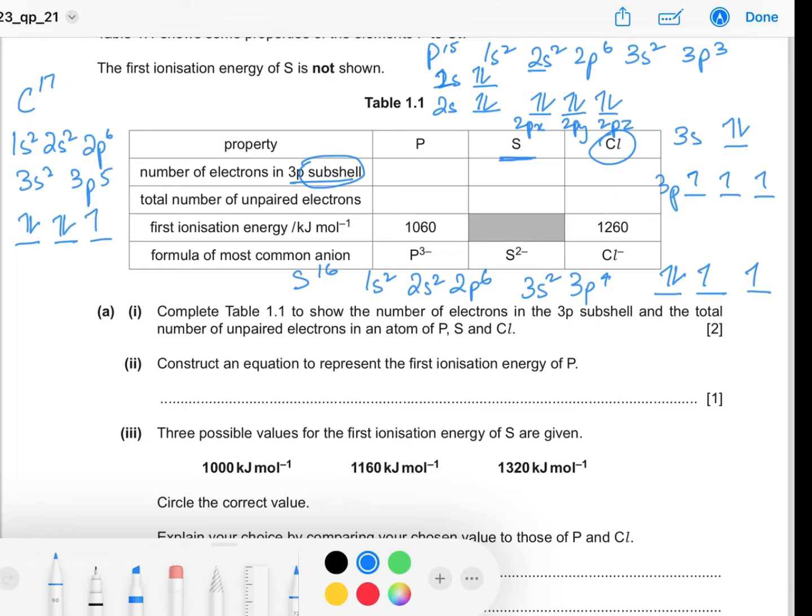Now looking at this, you can answer the number of 3p electrons in each of these elements. For phosphorus, that would be 3. For sulfur, this would be 4, and for chlorine, that is 5. As for the number of unpaired electrons, in phosphorus all of the electrons in the 3p subshell are unpaired, so you have 3 unpaired electrons. In sulfur, you have 2 unpaired electrons, and in chlorine, there is only 1 which is not paired up.